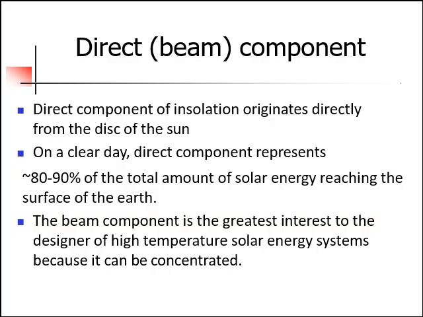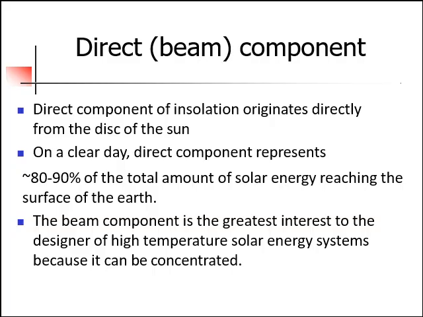About direct component, this one is available to the highest amount when the day is a clear day. That means no cloud. It's a very sunny day and no moisture. I mean, very little moisture in the environment definitely will provide more direct component that is directly coming from the disk of the sun. So it can reach up to 80 to 90% of the total amount of solar energy reaching the surface of the earth.